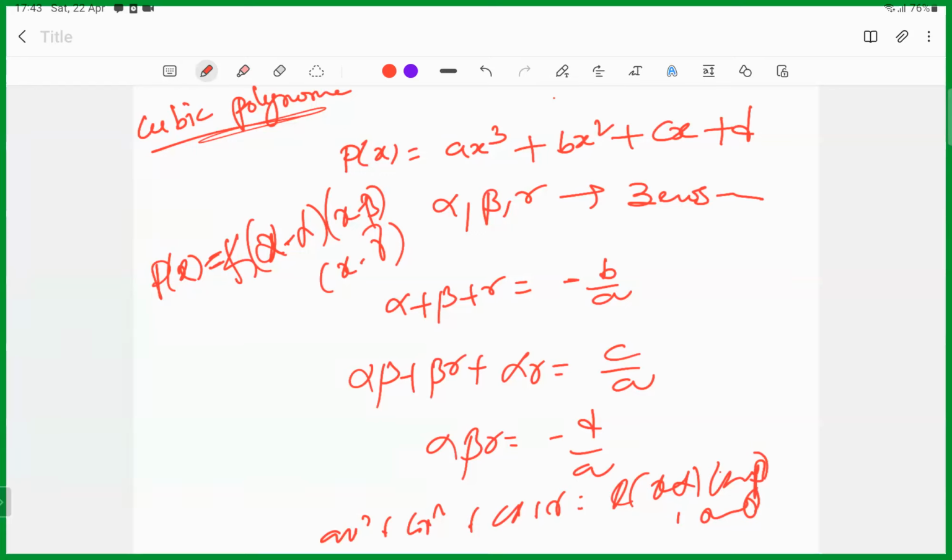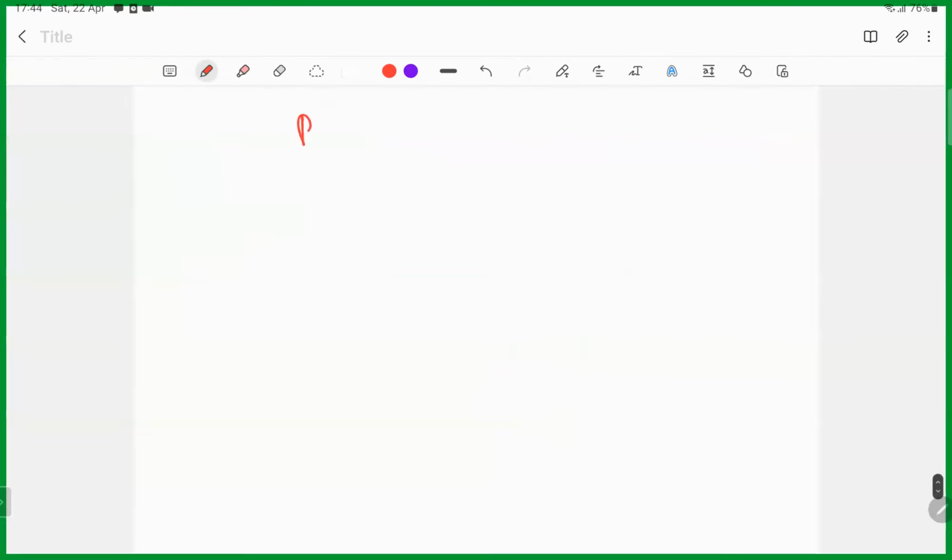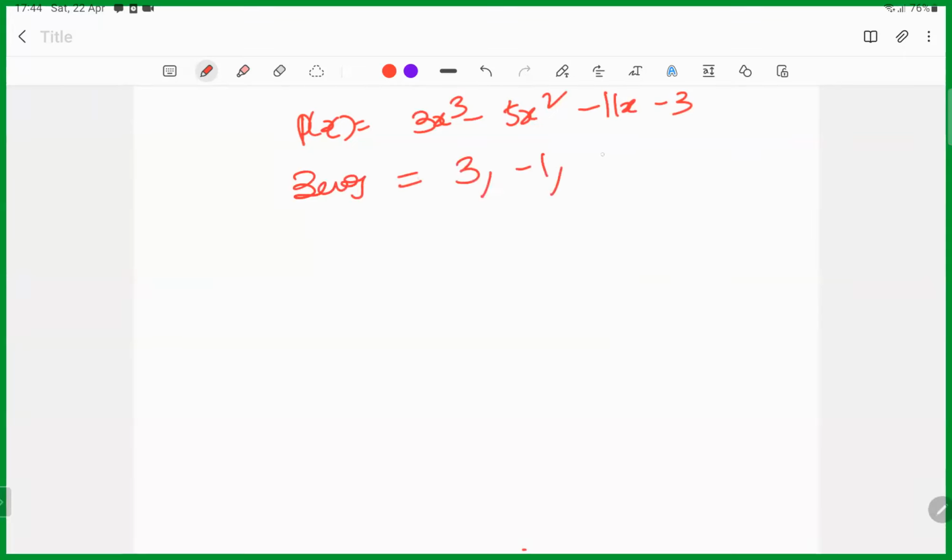So now try one example here. Let's say take a cubic polynomial, P of x equal to three x cube minus 5x square minus 11x minus 3. Okay, zeros are 3, minus 1, minus 1 by 3. Verify that these are the zeros of the polynomial.